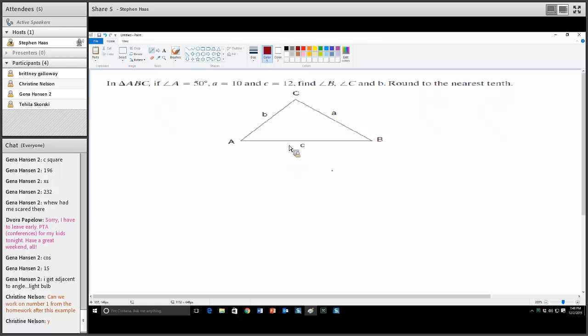Okay, so we've got angle A is 50 degrees. Side A is 10, and side C is 12. And we want to know angle B, angle C, and side B. How are we going to do this? Who can give me an idea of which rule, which law, are we going to use?